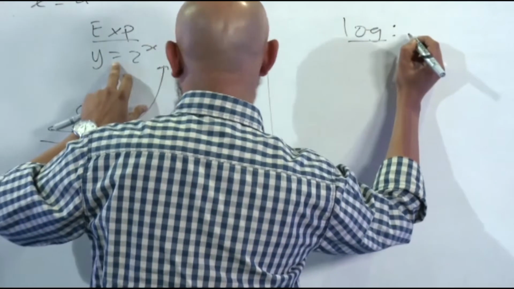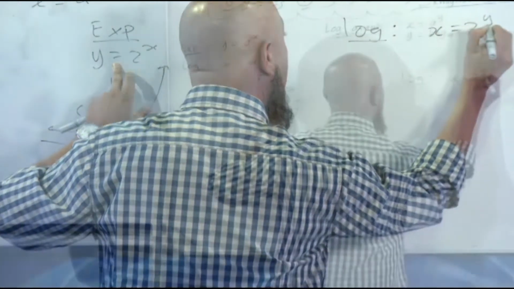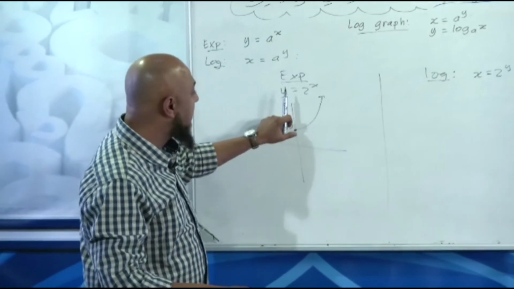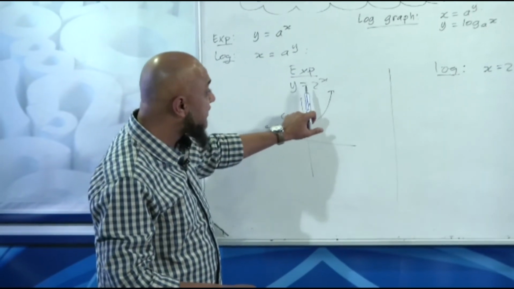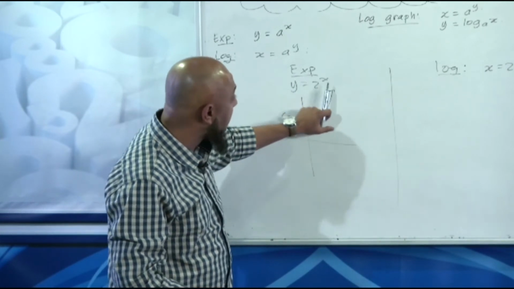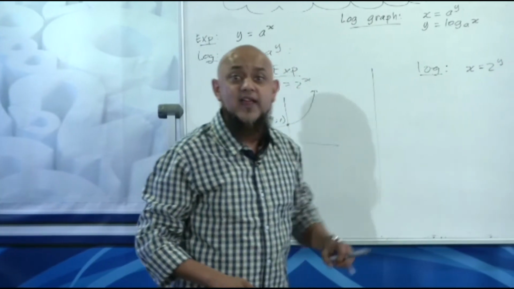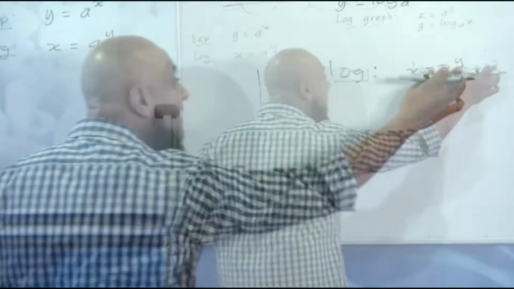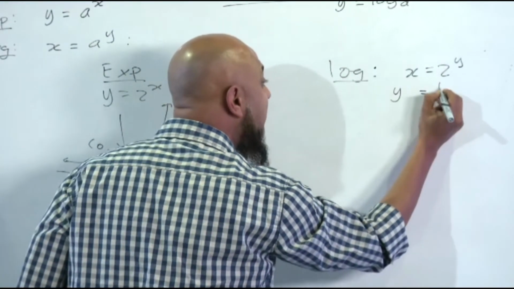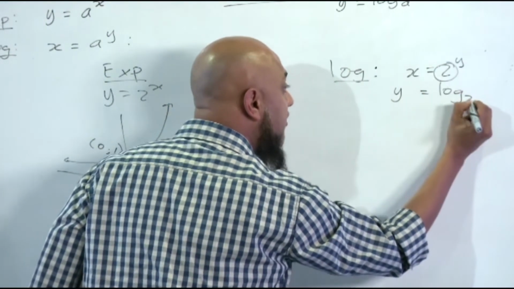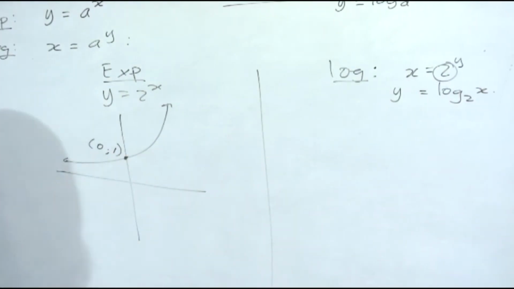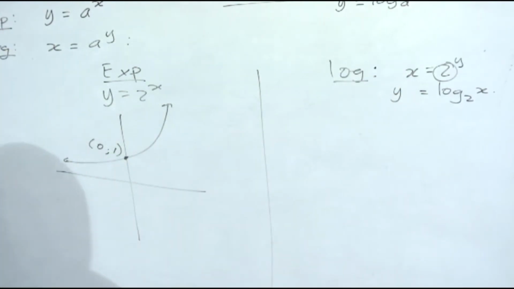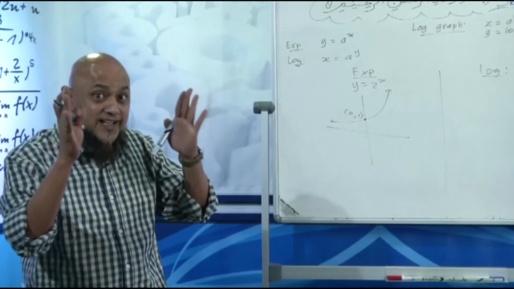The log graph for this function will be x equals 2 to the y. Sometimes in the exam, grade 12, they will say give the inverse function of the exponential graph. So if the exponential was y equals 2 to the x, the log graph will be x equals 2 to the y. They will also tell you to write it in the form y equals, so y must be the subject of the formula. You just say y is equal to log base 2 of x. That is your inverse function. These two functions mean exactly the same thing: x equals 2 to the y and y equals log base 2 of x.